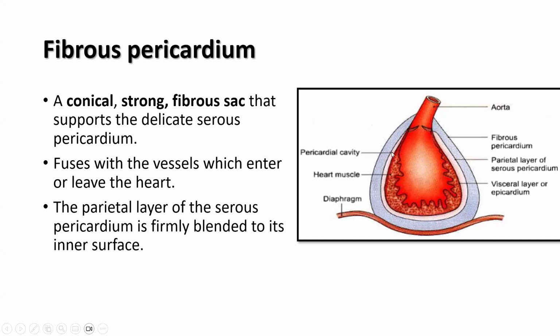The parietal layer of the serous pericardium, here it is the parietal layer of serous pericardium. This layer is intimately and firmly blended to the inner surface of the fibrous pericardium. And I have told earlier that the fused structure's outer aspect is rough because it is formed by fibrous pericardium, and the fused structure's inner aspect will be smooth because it is formed by serous pericardium, specifically parietal layer of the serous pericardium.